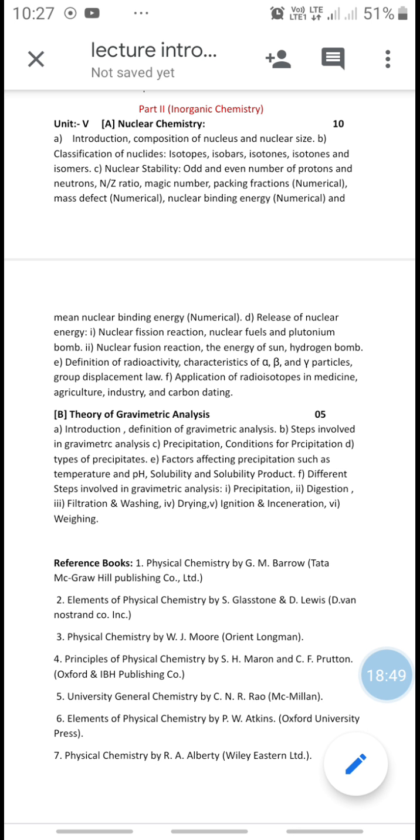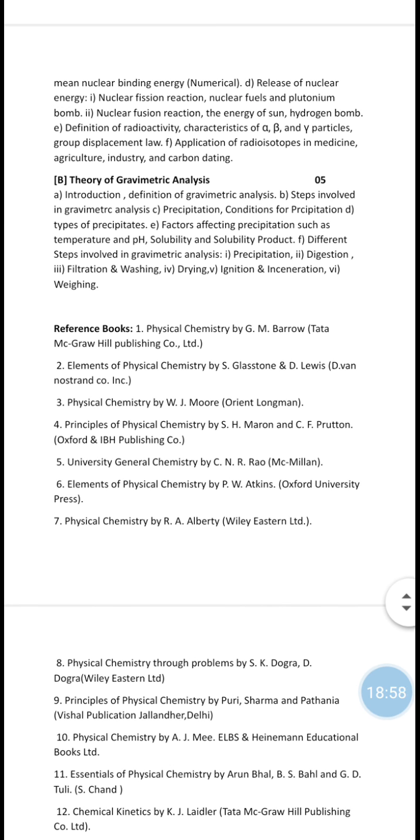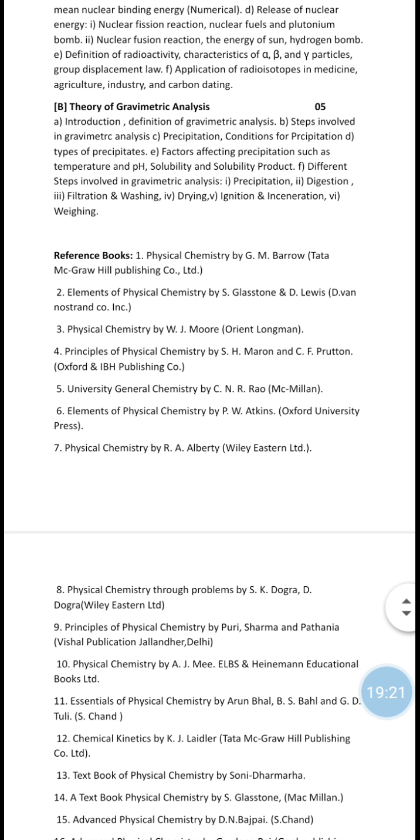After looking at all the importance of this nuclear chemistry, we are going for the theory of gravimetric analysis. You have learnt in the BSc first year the basics of inorganic chemistry, and now we are going a little bit deeper. In the second unit of inorganic chemistry, the topic is theory of gravimetric analysis.